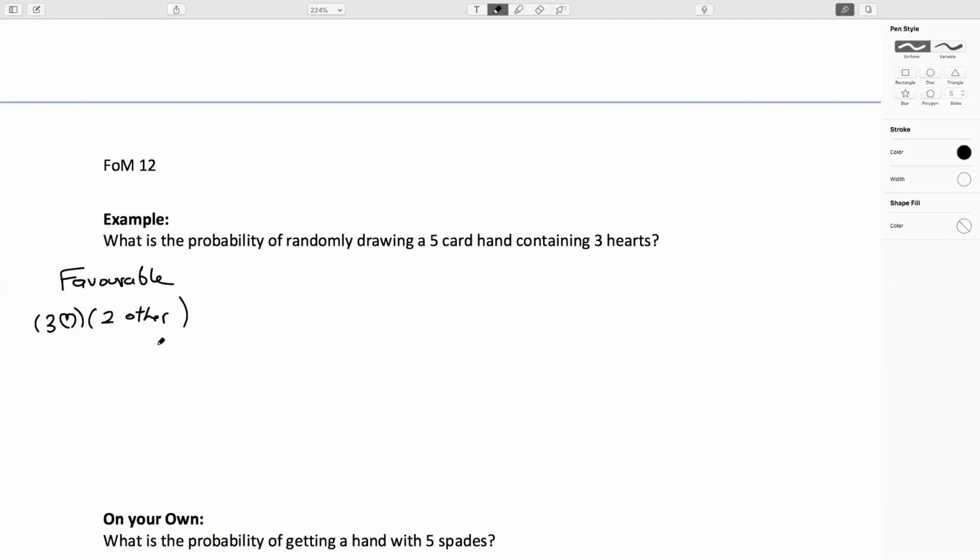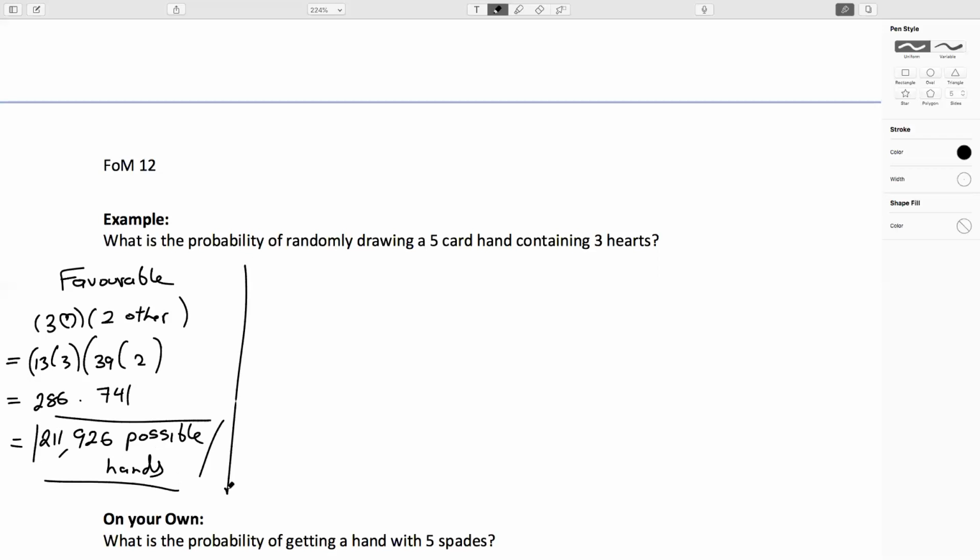There's 13 of every suit in a deck. And if 3 hearts are what we want, there's 13 choose 3 ways to pick those 3 hearts. For the 2 others, there's 39 other cards. So 39 choose 2 are the number of ways to pick the 2 others. This works out to 286 times 741, which means there are 211,926 possible hands.